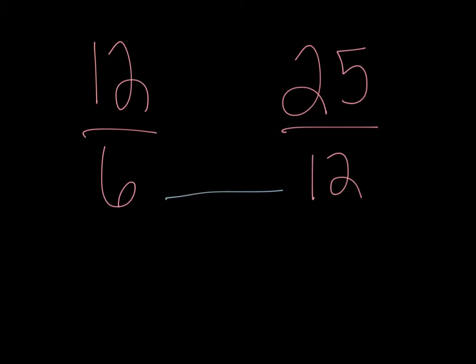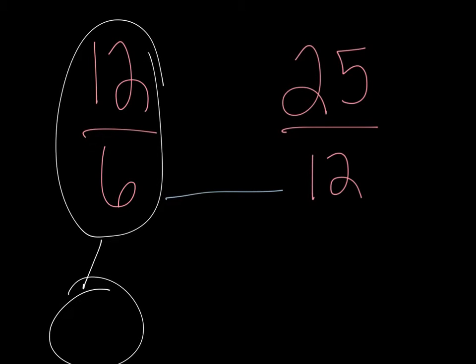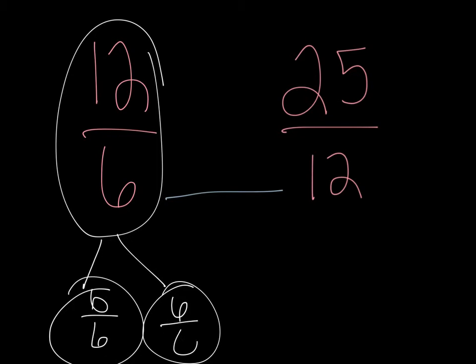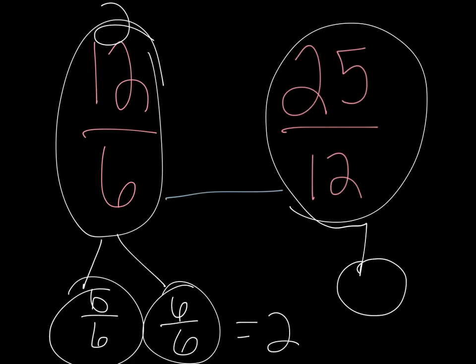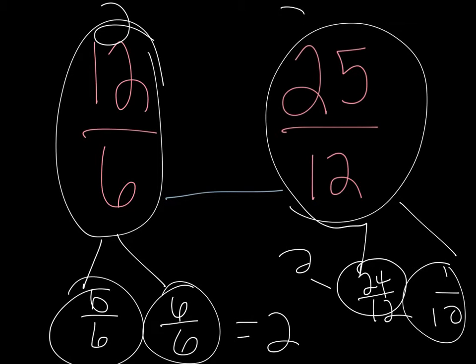For B, we need to convert our improper fractions into mixed numbers before comparing. For 12/6, we know that we can pull out 6/6 and 6/6 to get 2. For 25/12, we know that we can pull out 24/12, which equals 2, but we're still left with 1/12 to get 2 1/12. So 25/12 is greater than 12/6.